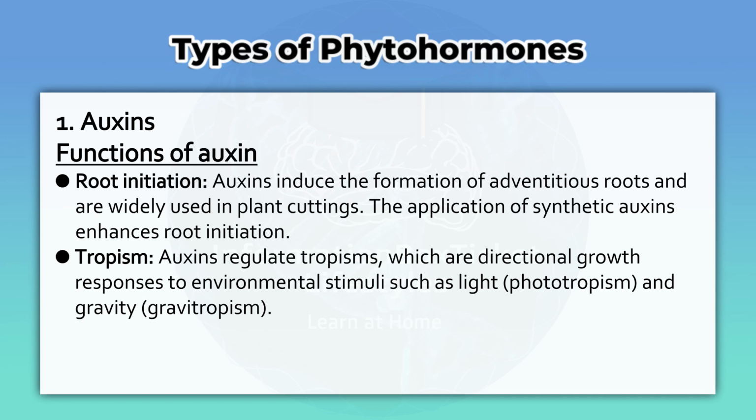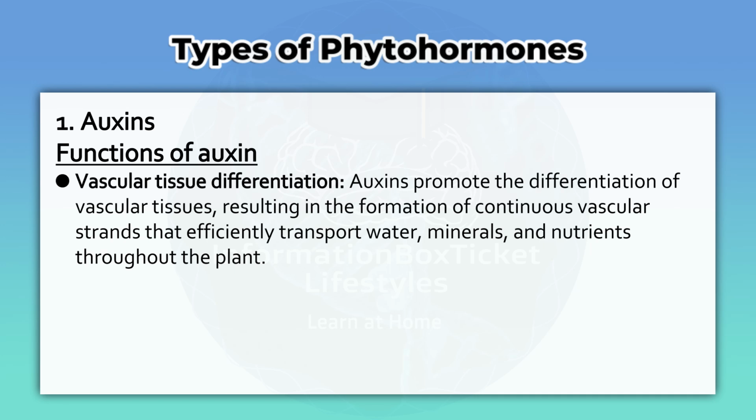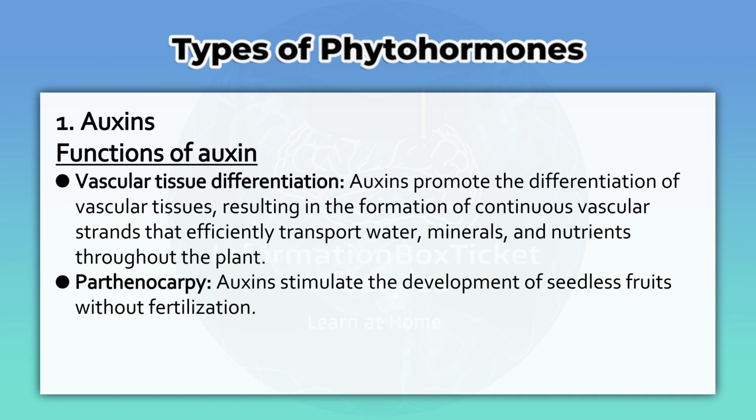Tropism. Auxins regulate tropisms, which are directional growth responses to environmental stimuli such as light, phototropism, and gravity, gravitropism. Vascular tissue differentiation. Auxins promote the differentiation of vascular tissues, resulting in the formation of continuous vascular strands that efficiently transport water, minerals, and nutrients throughout the plant. Parthenocarpy. Auxins stimulate the development of seedless fruits without fertilization.